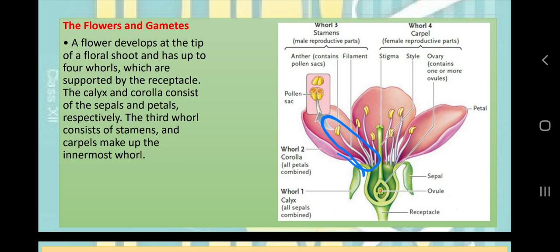this stamen, which also has anther and filament, and the joint between anther and filament, which is called connective. And finally, the innermost part, which is the female reproductive part, which is called carpel, and the complete whorl is called gynoecium. So this is the overview of flower structure.